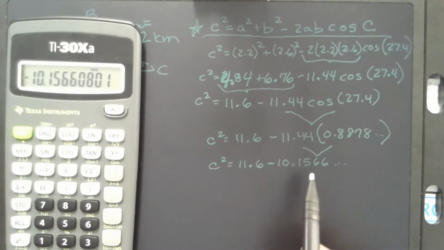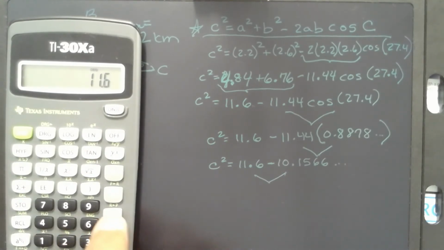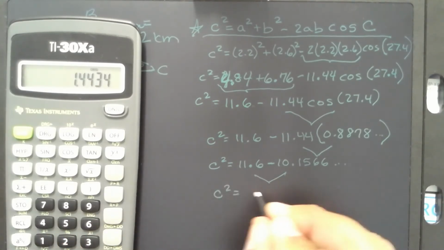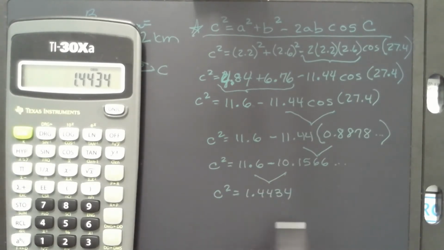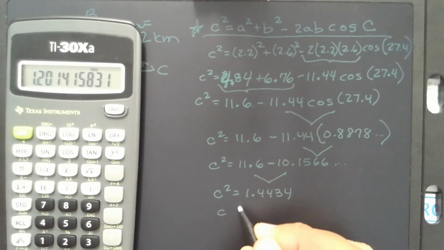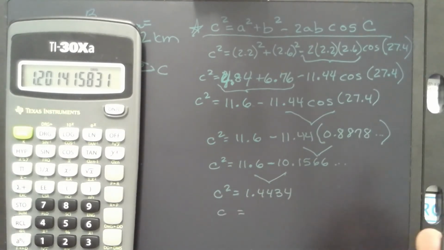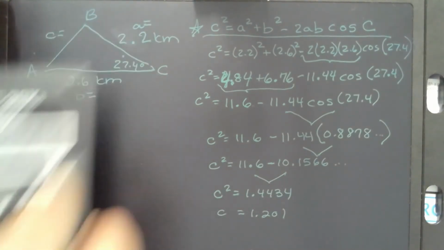The next thing you want to do is combine these two here. So 11.6 minus 10.1566, and we have c squared is equal to 1.4434. And last but not least, what should I do to both sides? Take the square root, and c is going to be 1.201. Yep, 1.201. That's the answer for this one.